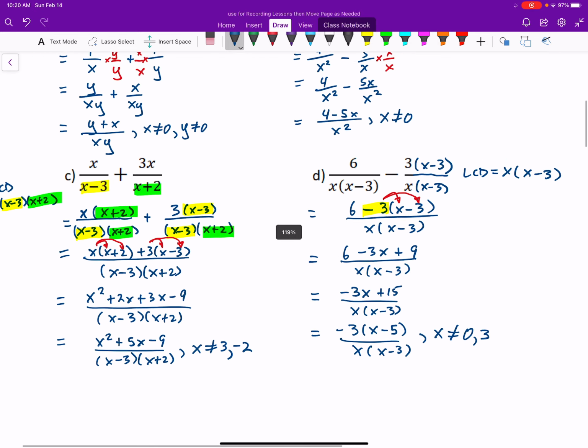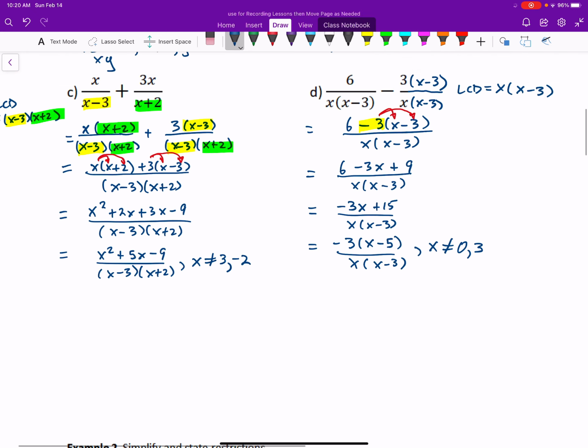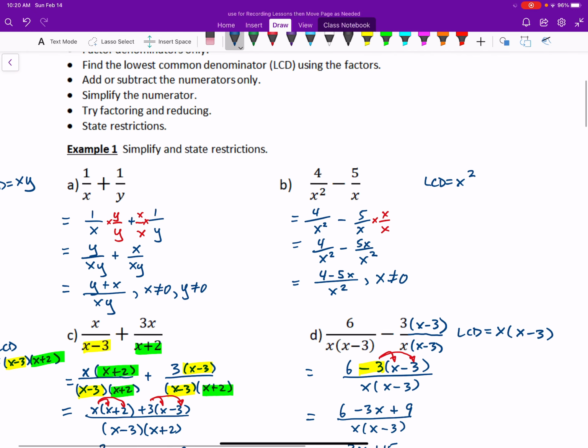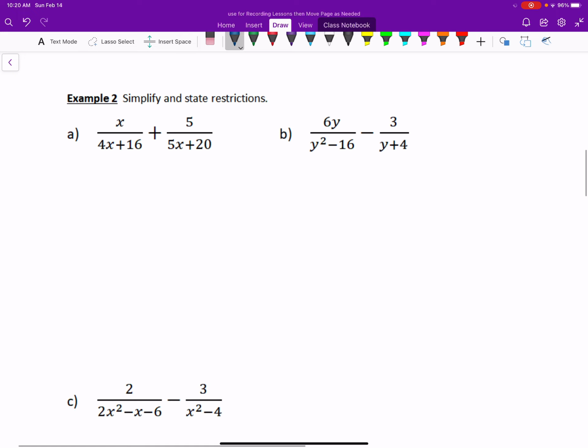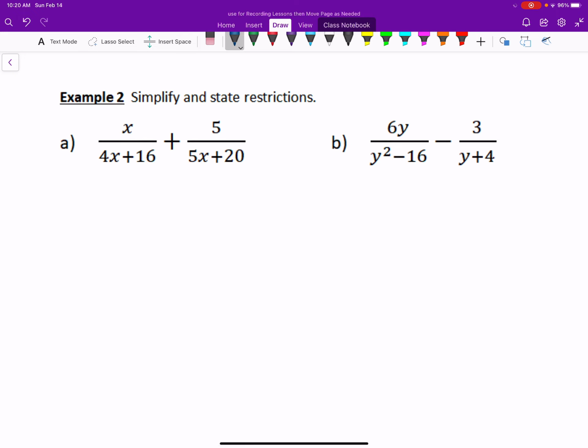So that's the basics for simplifying addition and subtraction of rationals. These last few examples are just some ones that require a bit more factoring. So in each of these cases, I'm going to have to factor the denominator first. So x over, let's see, common factor, I can take 4 out, x plus 4, and the common factor for this one, I could take 5 out, and I've got x plus 4.